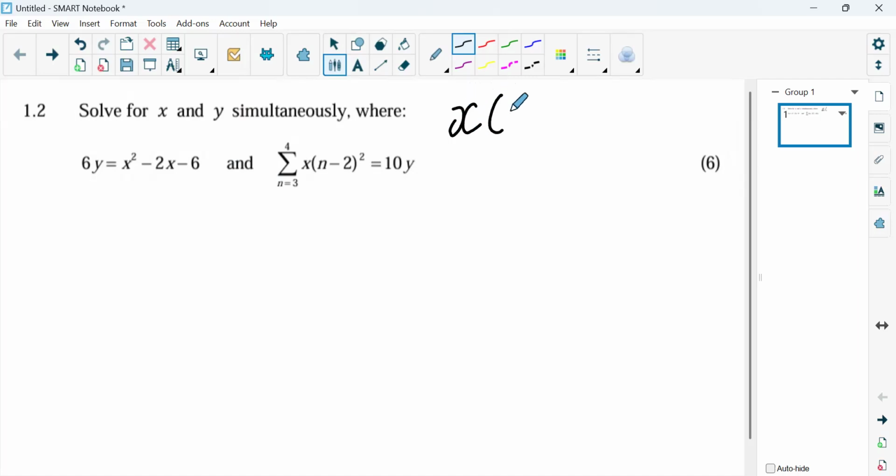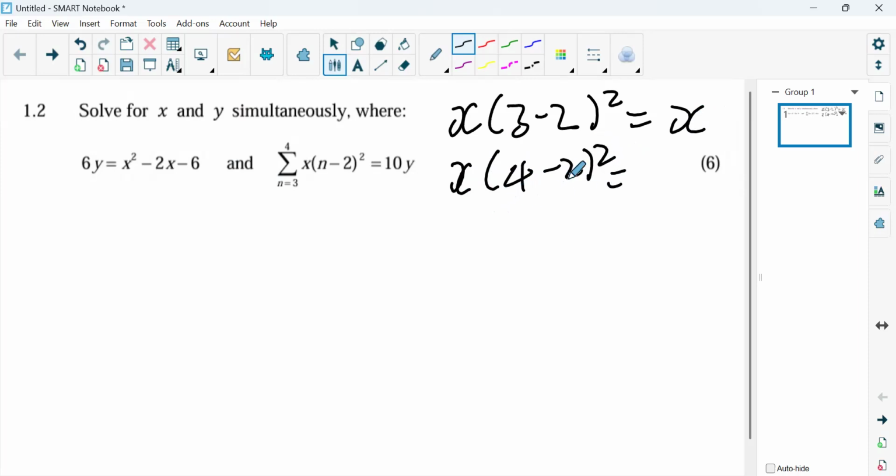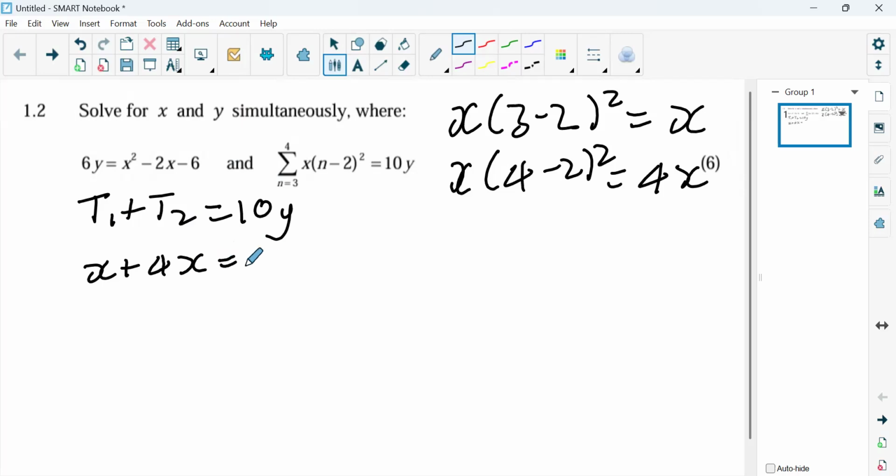So we're going to have x open bracket, n replaced by 3, minus 2, all squared. That gives us 1 all squared, and x multiplied by 1 is x. Now we substitute n equal to 4: 4 minus 2 all squared, where 4 minus 2 is 2, and 2 squared is 4. 4 multiplied by x is 4x. So we have x plus 4x. They said if you add term number 1 plus term number 2, it gives us 10y. So x plus 4x is equal to 10y.